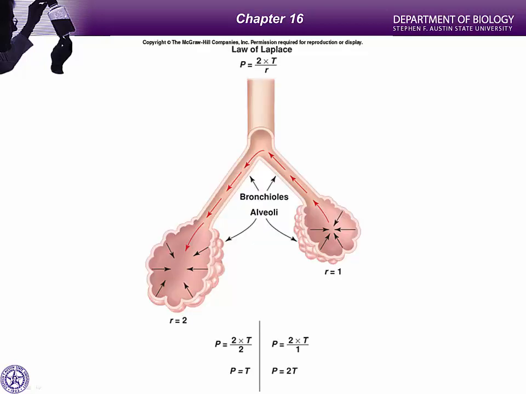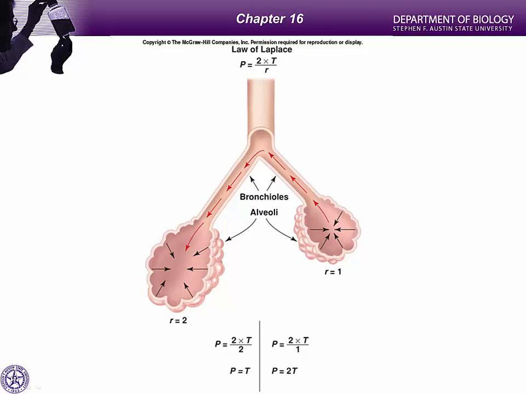And how that's going to help, here's the law of Laplace. The pressure needed to keep an alveolus open is 2 times your surface tensional forces divided by the radius. So here we have an alveolus of radius 1. Here we have an alveolus that's twice as big. Now, in this big alveolus, the pressure needed simply equals the surface tensional forces. But when you divide the radius in half, now the pressure is twice the surface tensional forces. So the smaller alveoli have a harder time staying open.